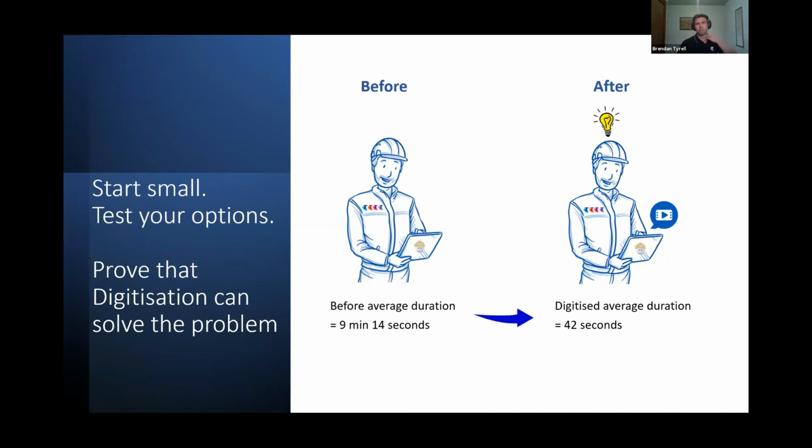Similar to some of the themes before with fail fast, mine was start small and test your options. So we looked at some of the options we had at our fingertips at the time. We played around with SharePoint and what we could do with that. It didn't really seem to solve the problem. It was just wrapping it in a nice bow, but the underlying problem was still there.